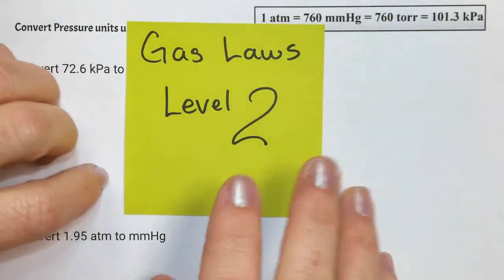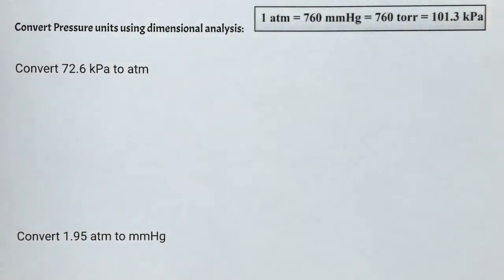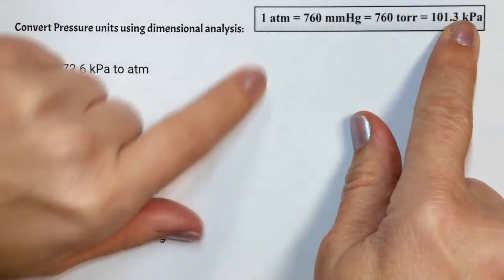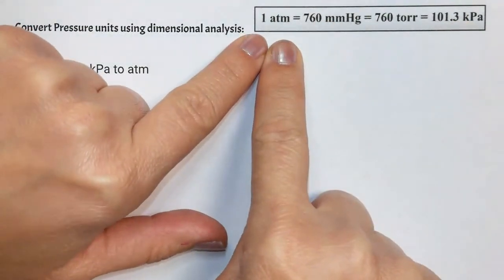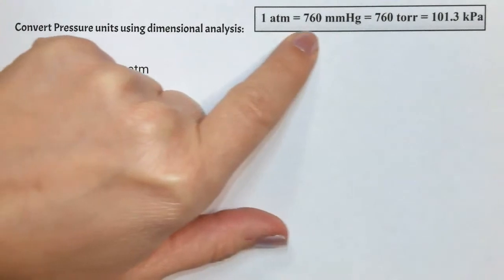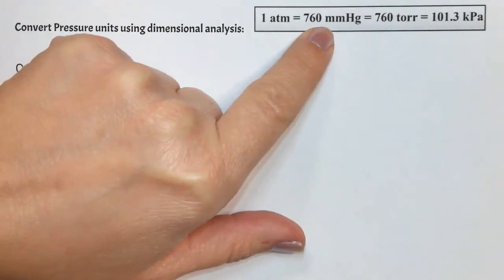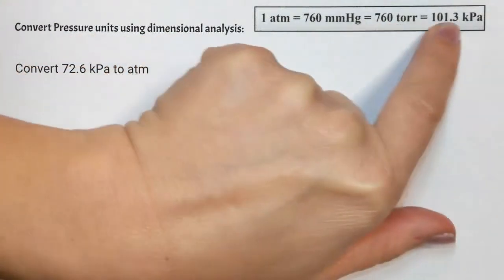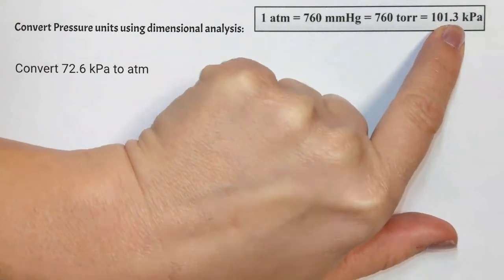This is Gas Laws Level 2. We're going to start with converting pressure units using dimensional analysis. So here are the conversion factors. 1 atmosphere is equal to 760 millimeters of mercury, which equals 760 torr, which equals 101.3 kilopascals.